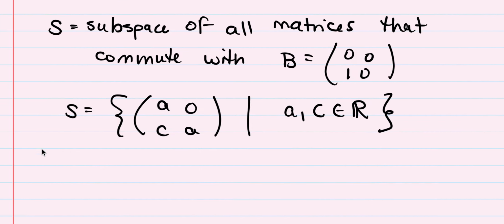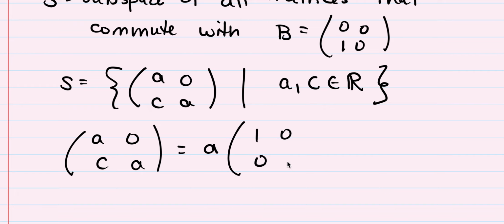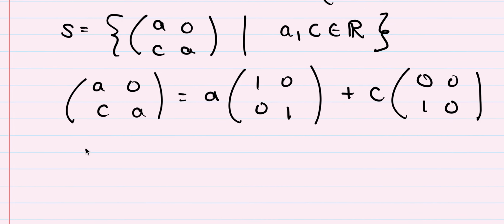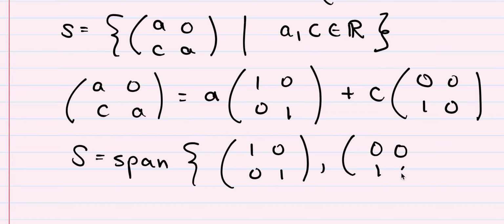Now we've found the subspace, let's find a spanning set. Notice that A, 0, C, A is the same thing as A times 1, 0, 0, 1 plus C times 0, 0, 1, 0. And so S is equal to the span of these two matrices, 1, 0, 0, 1, and 0, 0, 1, 0. We've found the spanning set.